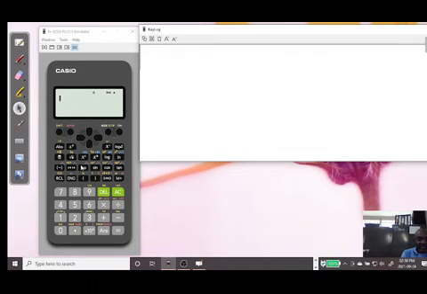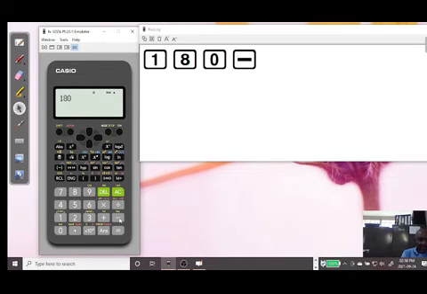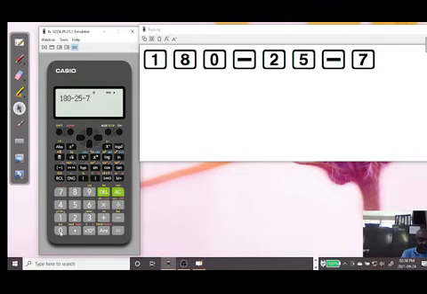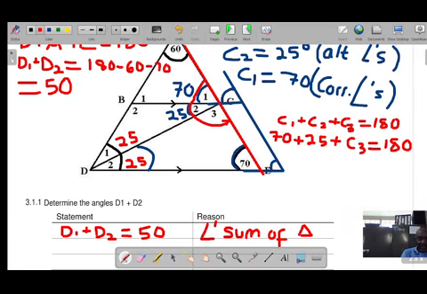Let's check it out. 180 minus 25 minus 70. So what do you get here? We get actually 85 degrees, no? So our C3 is 85 degrees. C3 is what? It is 85 degrees. Reason: adjacent angles on a straight line add up to 180 degrees. So that's my C3.